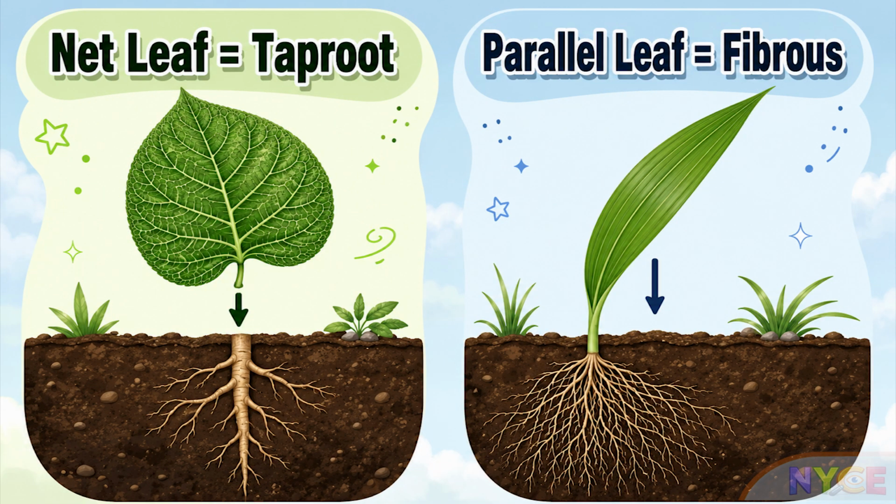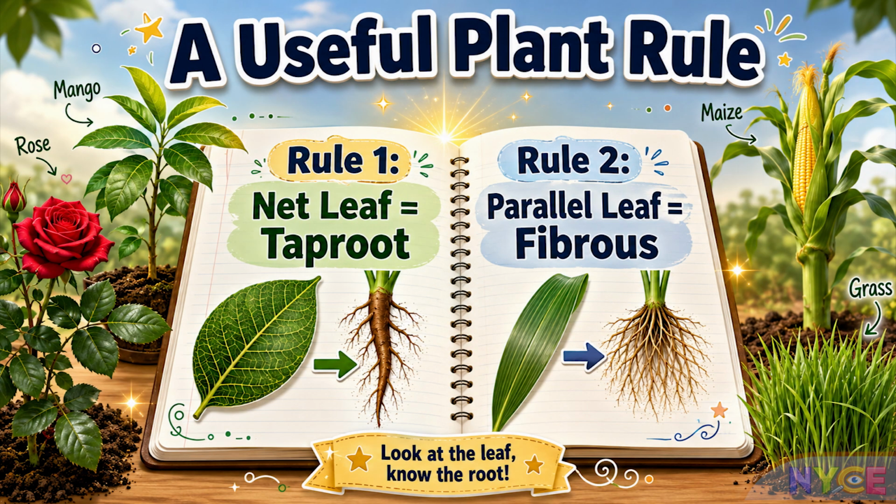Let us compare both rules clearly. Net-like leaf veins go with taproots. Straight-line leaf veins go with fibrous roots. Reticulate plus taproot, parallel plus fibrous. These pairs help us identify plants more easily. Of course, nature can sometimes have rare exceptions, but for most common plants we observe in school lessons, this relationship works very well. So, what did we learn today?